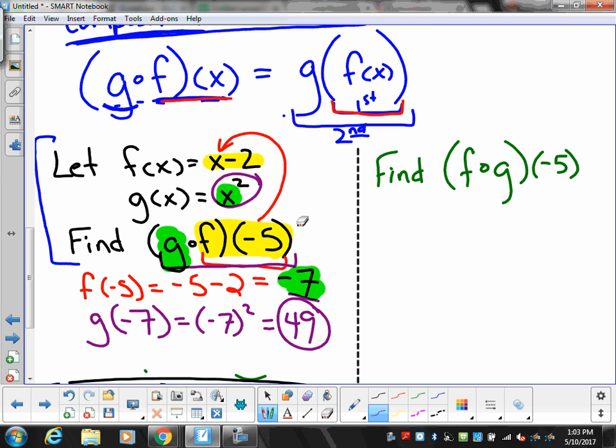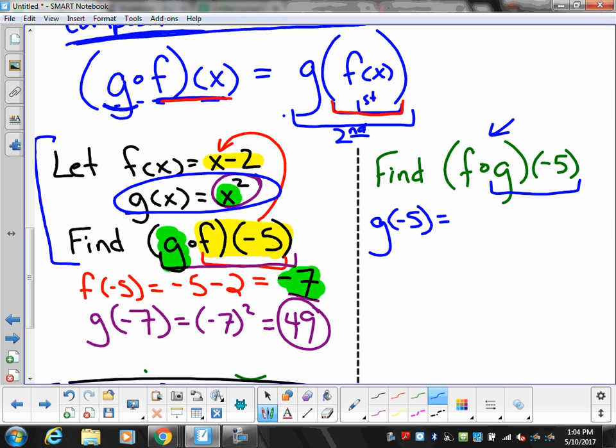So we're going to do the same process, but we're going to flip it around and we're going to find f of g of negative 5. So this time the g is the one that's closest to the negative 5. And so we're going to find g of negative 5. We're using the same f and g that we used a while ago. So g of x is still x squared. So this time, instead of x, we have negative 5. So g of negative 5 is negative 5 squared, which is 25.